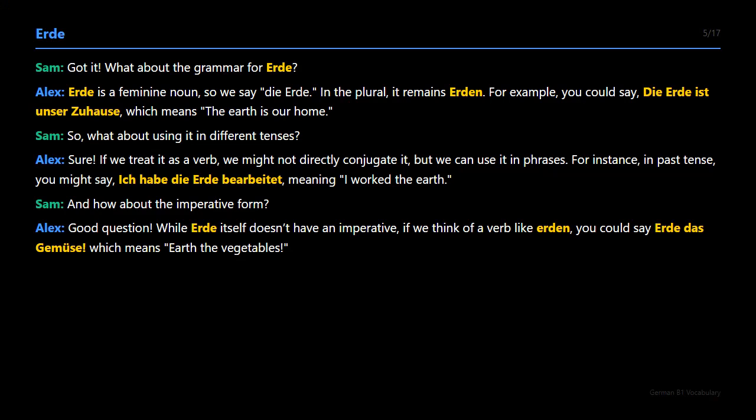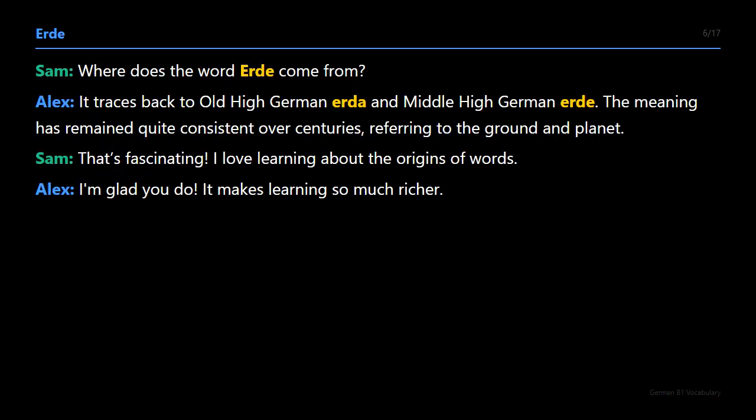Where does the word Erde come from? It traces back to Old High German erda and Middle High German erde. The meaning has remained quite consistent over centuries, referring to the ground and planet. That's fascinating. I love learning about the origins of words. I'm glad you do. It makes learning so much richer.